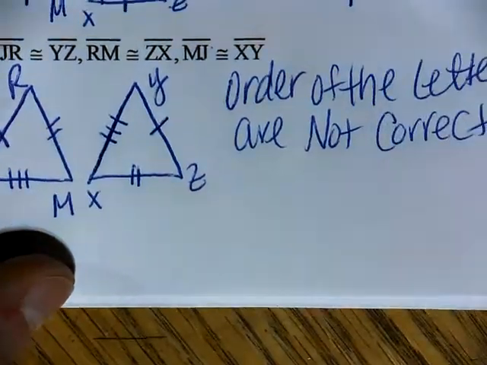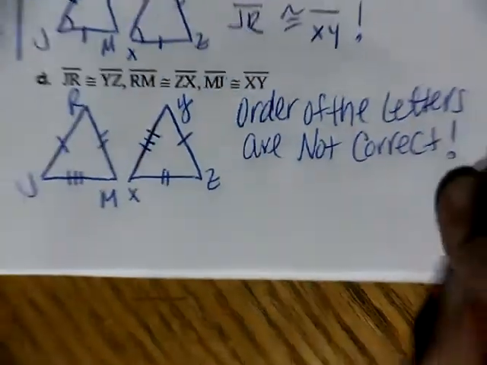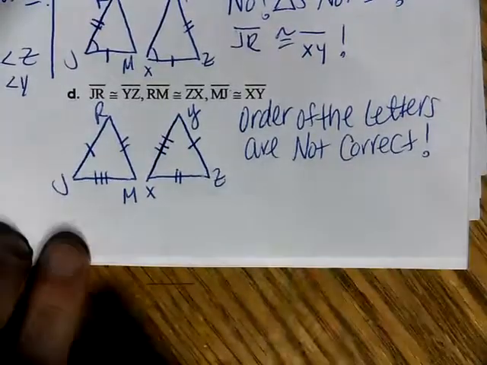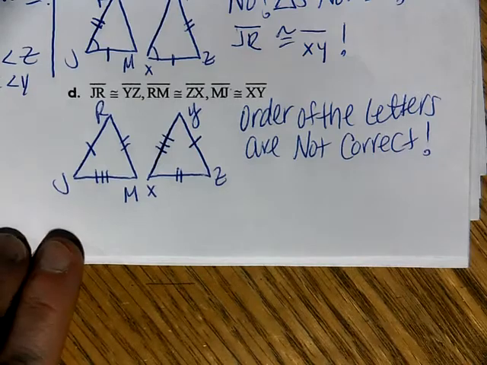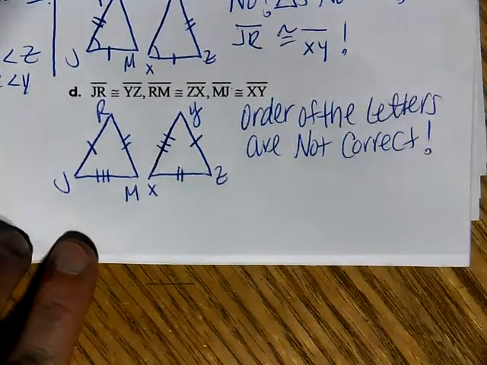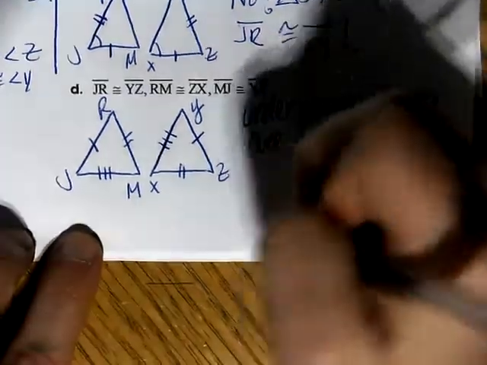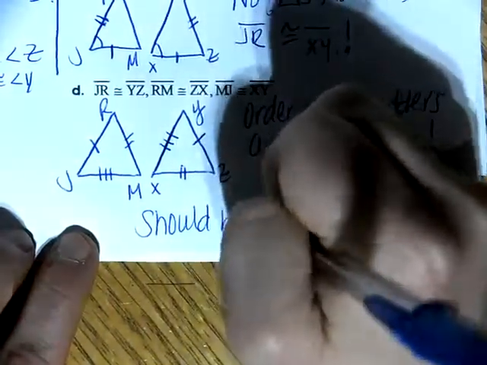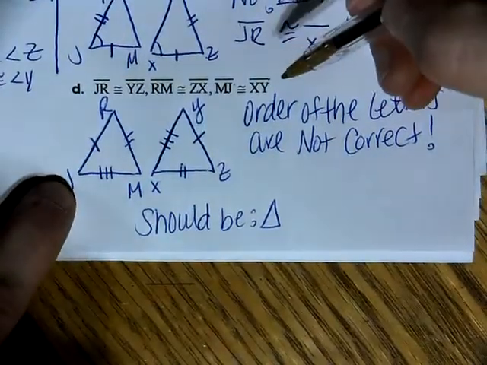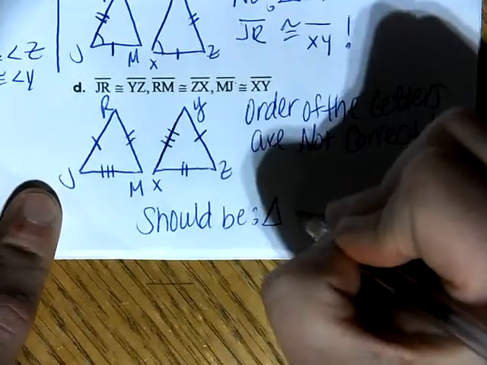So one thing that you can do sometimes, I mean, the answer is genuinely no. Based on the order that is given to us, the answer is no. But one thing that we can do to take things to the next level is talk about what should happen. So the order of the letters should be triangle. Let's go ahead and match this up. So we would have, let's call this JRM.